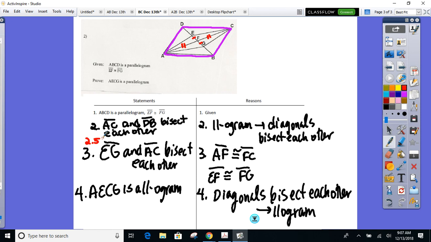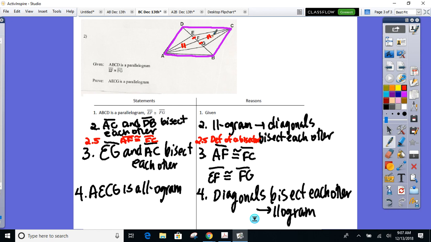Now I could say what? That AF is congruent to FC, not because it's a parallelogram, because what have we been using all year? Definition of a bisector. All right. So I just wanted to make that point right there that the property does not say the two individual pieces are equal. It just says they bisect each other. Definition of a bisector says the two pieces are equal. Okay? We okay on that one?